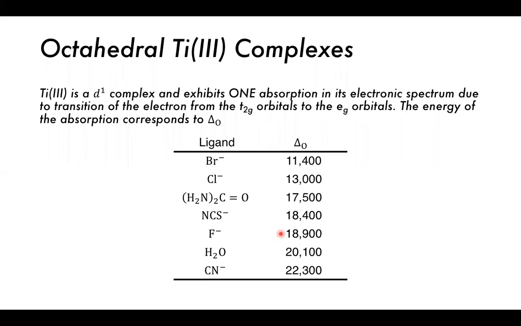The energy of the absorption corresponds to this delta O, and we can see that if we have a bromide going through to cyanide, so this is sort of going from weak field ligands, so these are high spin complexes, up to strong field ligands, which are going to be low spin complexes. We can see that the low spin complexes, as we would expect, have a much larger splitting energy.